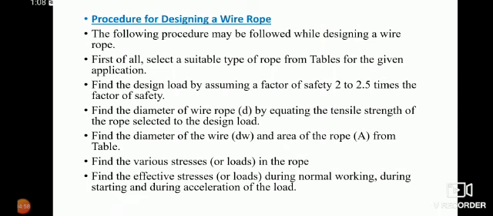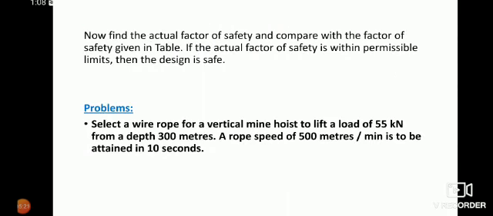Find the diameter of the wire rope, small d, by equating the tensile strength of the rope selected to the design load. Find the diameter of the wire, dw, and the area of the rope, A, from the table. Find the various stresses or loads in the rope. Find the effective stresses or loads during nominal working, during starting, and during acceleration of the load.